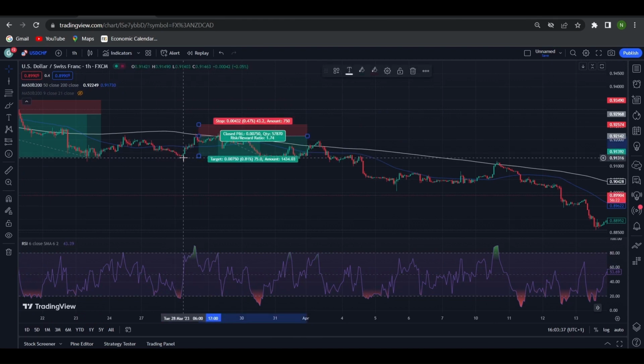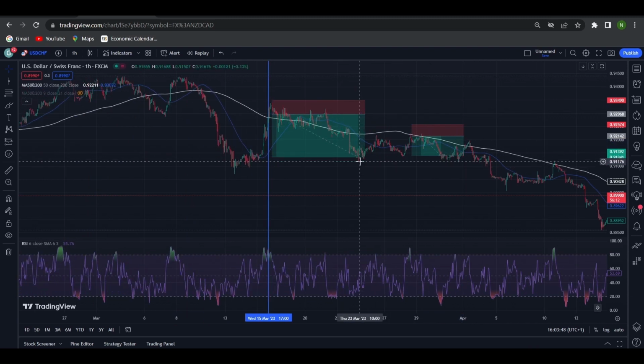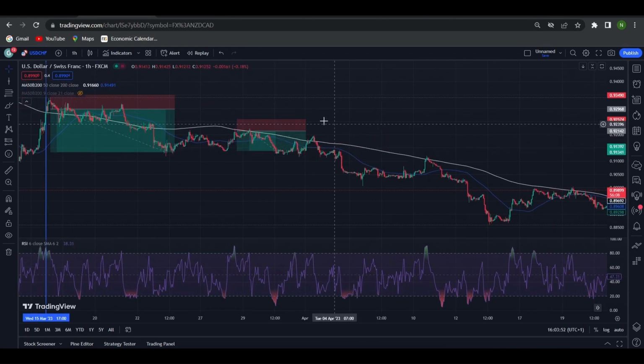So in this case, you would have been in here, and you still would have gotten a 1.74 risk to reward ratio, which is still good. I would probably have gone for this one as well, considering how price reacted twice onto this level right here, and you would have gotten the trade as well.